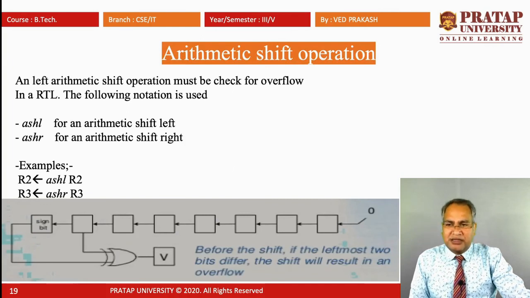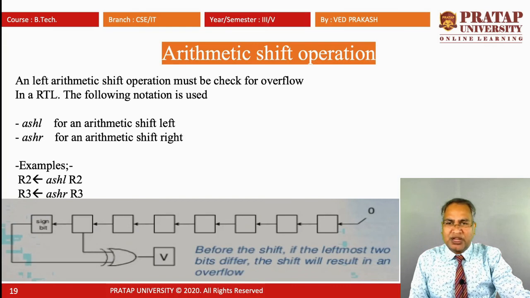Now, next is arithmetic shift micro operation. Basically, these arithmetic shift micro operations are performed on signed numbers. So, in the case of signed numbers, it is very important to identify the sign of a given number, meaning whether the number is positive or negative. In the arithmetic shift micro operations, the left arithmetic shift must be checked for overflow, because we always have to consider the sign.